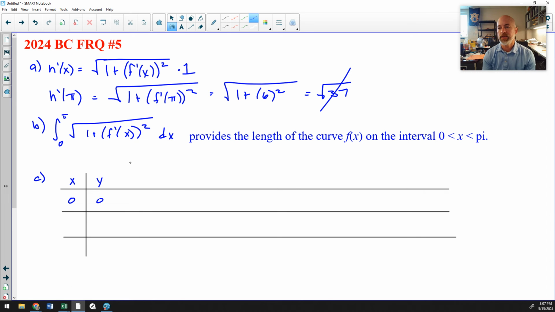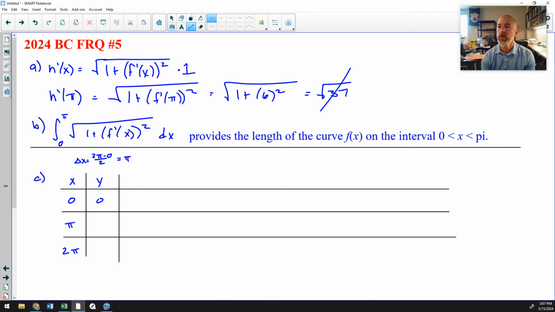Okay, so my delta x is going to be 2 pi minus 0 divided by 2, which is just pi. So my delta x is pi, so I'm going to go from 0 to pi to 2 pi. And then for my change in y, I know that my derivative, I'm going to put a line separating parts B and C so they don't bleed together. So my derivative, dy dx, is f prime of x. And if we, hang on just a second.